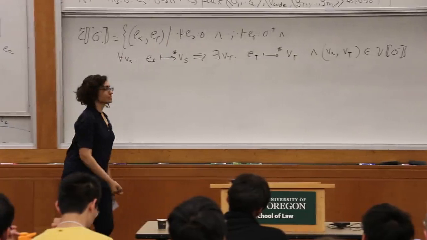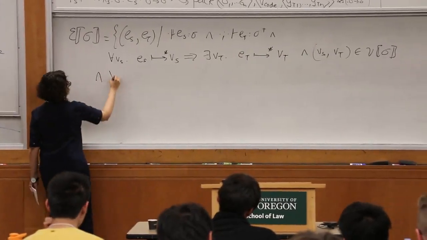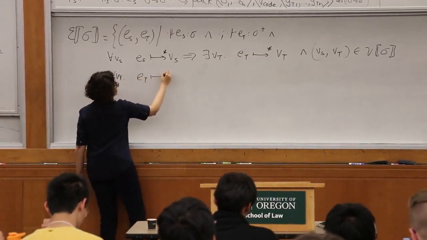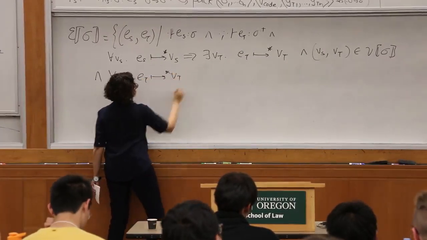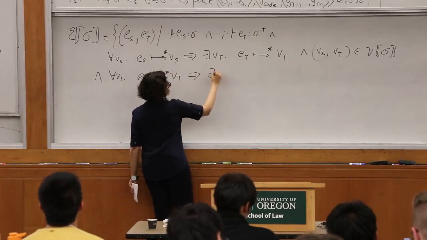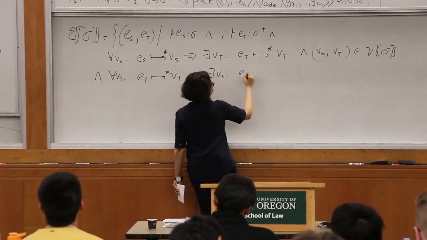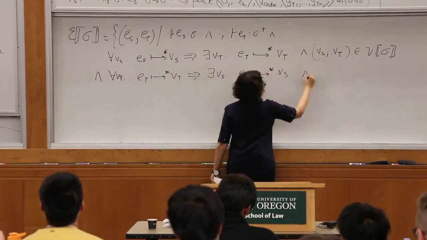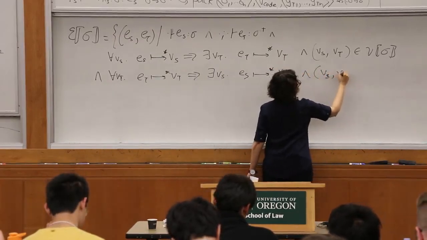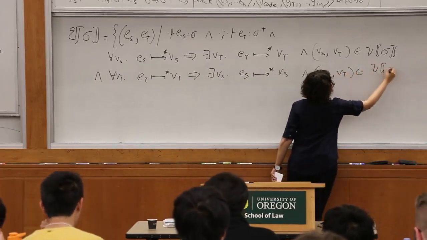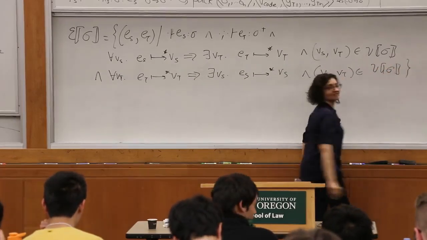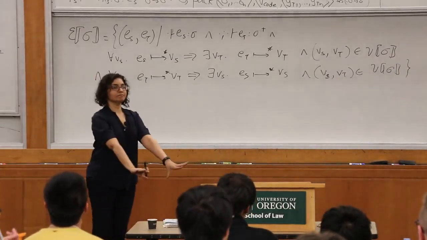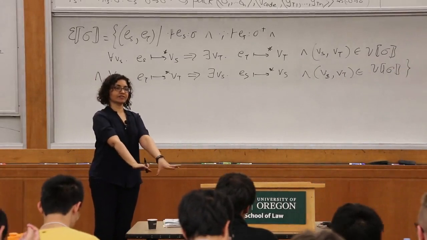Now this is in one direction. You also want to say that in the other direction, that for all VT such that ET reduces to a VT, then there exists a VS such that ES reduces to VS, and VS, VT are related. Can you maybe say all of that? Okay. Basically, two expressions are related if you run them, and the values are related.